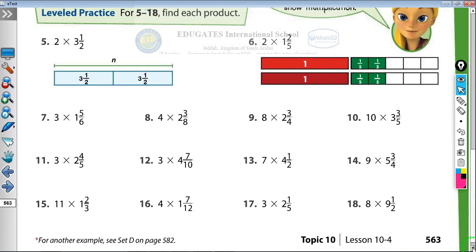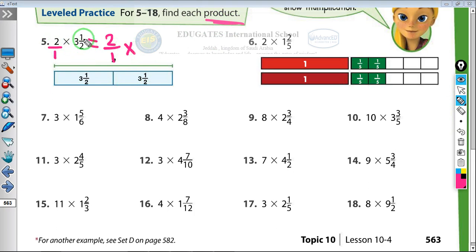Okay. Now, how to solve by the same way? No need to make a graph because this is harder than our way. He said find each product. The product means the answer of multiplication, so you have to multiply both. Please make it over 1 and copy it. Write first equal. This 2, make it 2 over 1. Write the multiplication sign.